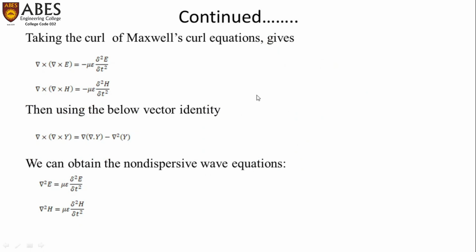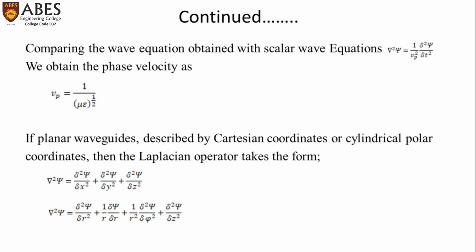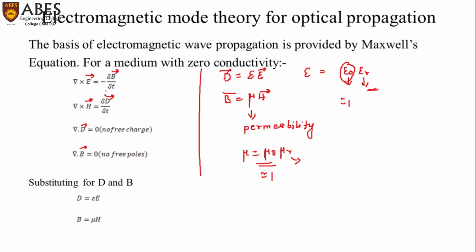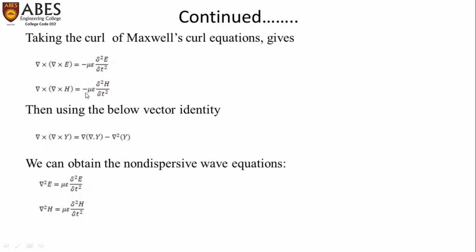Now, to solve, first we should take the curl of the curl Maxwell equation. So this is the curl equation. The electromagnetic wave equation we get is either in the form of the electric field or in the form of the magnetic field. So first of all, we have to take the curl of this particular curl equation. So when we take the curl of this particular curl equation, what do we have?